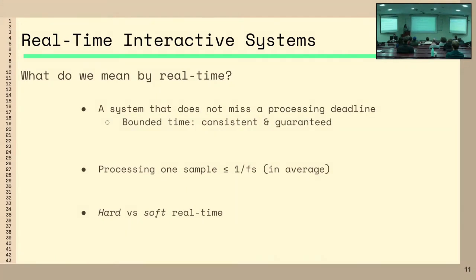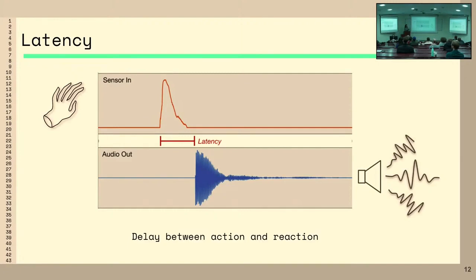And there's a differentiation between hard and soft real-time systems. We are talking about hard real-time systems here, the ones that never miss the deadline, no matter what happens. What is latency? There's been talks about latency today before. There's several definitions depending on how you're approaching it, but for an interactive system it is the delay between an action and a reaction. The action being perhaps the input that you're gathering with your sensor, the reaction being the audio that you're generating.